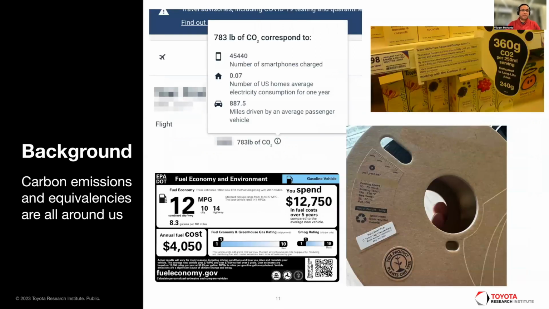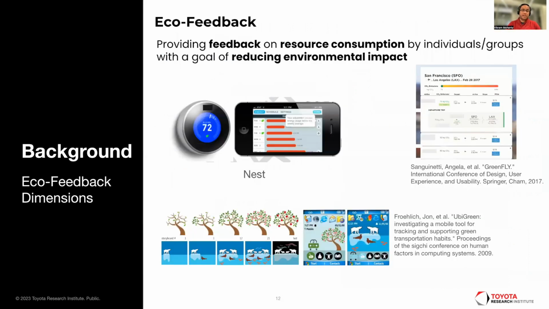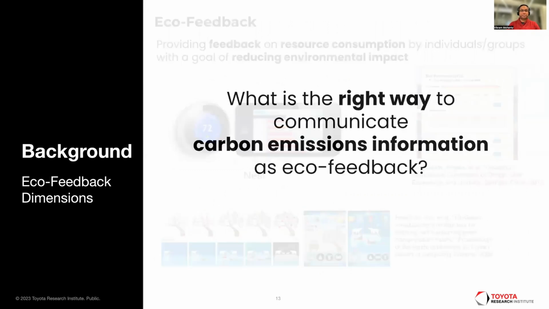These emissions and equivalencies are all around us, be it flight bookings, Monroney stickers that come with cars in the US, or in supermarket aisles. Prior work in HCI has shown that providing such feedback on resource consumption can help consumers reduce their environmental impact. Some tools use green leafs to indicate an eco mode, some mention raw numbers, while others use polar bears or trees. But what is the right way to communicate carbon emissions information as eco-feedback?